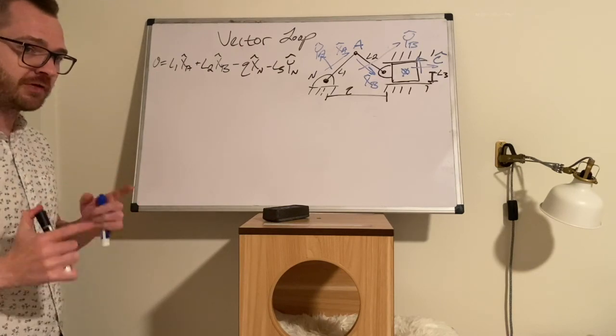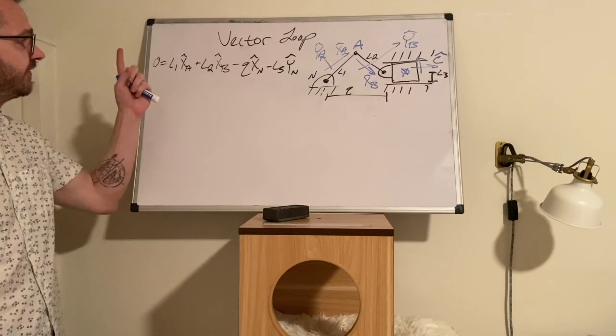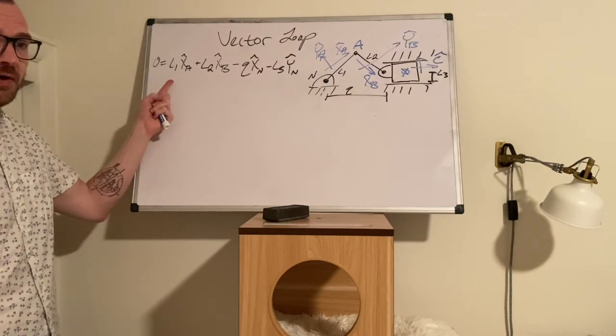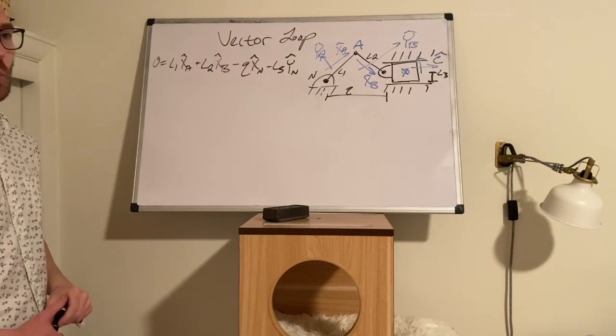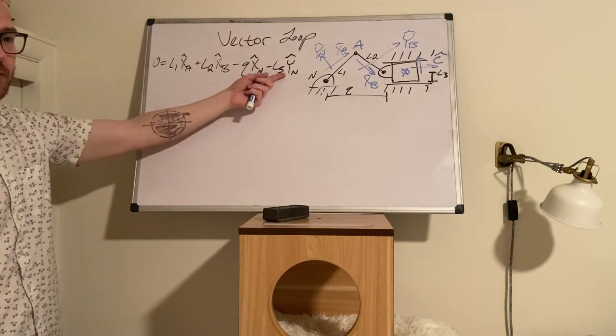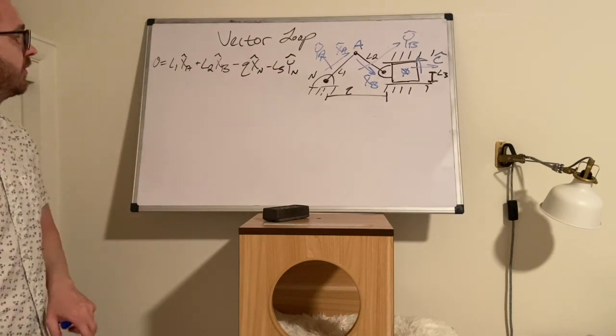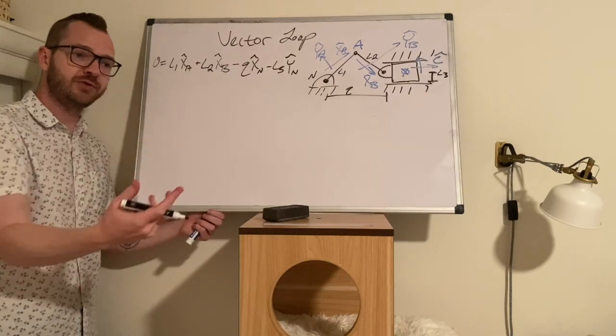Remember the first rule of constraints. First rule of constraints is that it's scalar. This is not scalar. This is vector. What do we need to do to make this thing be scalar? Well, if you want to get rid of your directions, you need to use dot products. So we're going to take this vector equation and we're going to do a dot product.